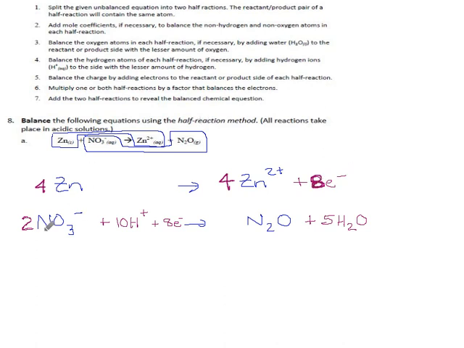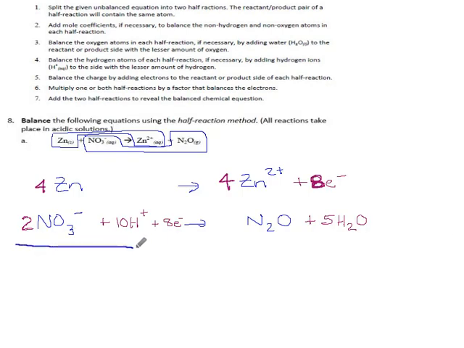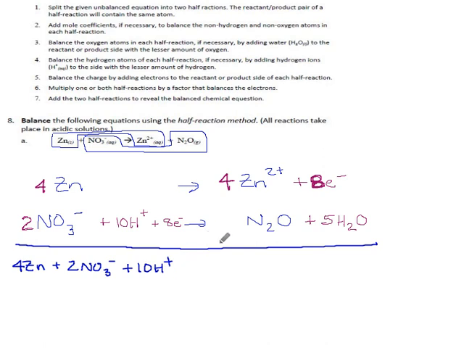Now that we have matching electrons, we can sum these to get a total reaction, and that will be 4 zinc plus 2 nitrates. We're adding up the entire left-hand side. And I'm not going to put in the electrons because they are the same on both sides and they're going to cancel out. Now that we've used them to match up the reactions, we throw them out.